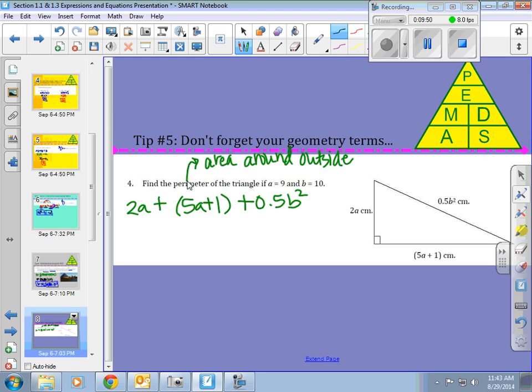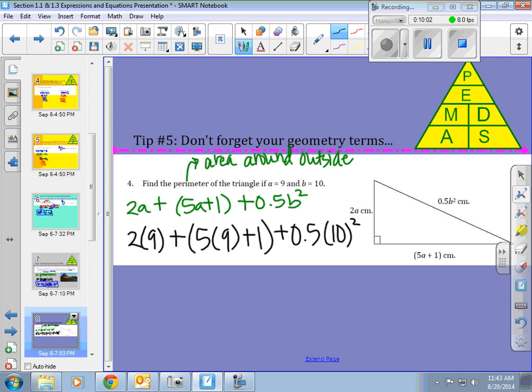So I'm just going to plug everything in. So it's 2 times A, which is 9, plus 5 times 9 plus 1, plus 0.5, and then B is 10, so 10 squared. So order of operations tells me to do what's inside the parentheses first. So I would have 5 times 9, which gives us 45. And so 45 plus 1 is going to give us 46. So I'm just going to go ahead and write it all out. So I would have 2 times 9 is 18, plus, like I said, 45 plus 1 is 46. And then I would have 0.5 times, well, 10 squared is 100.